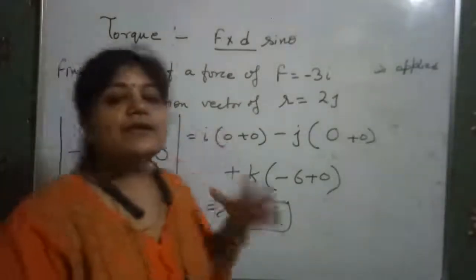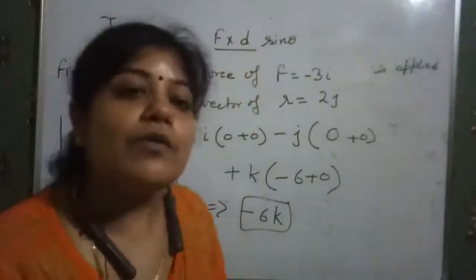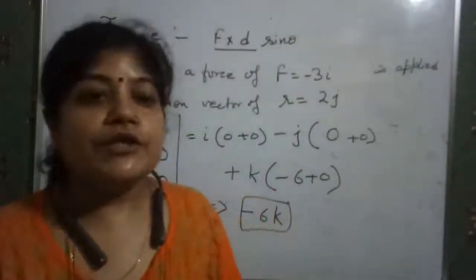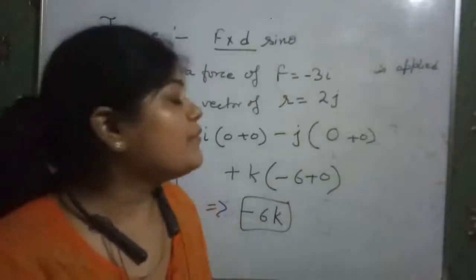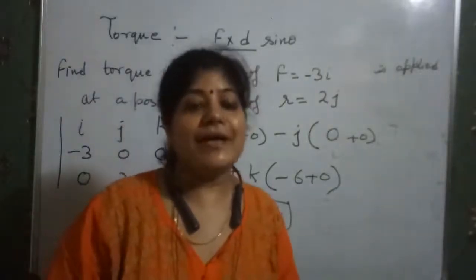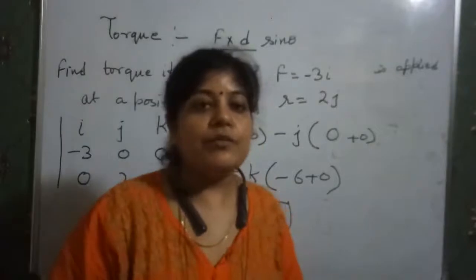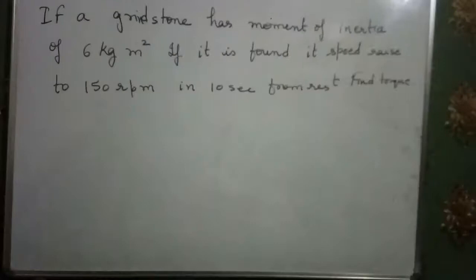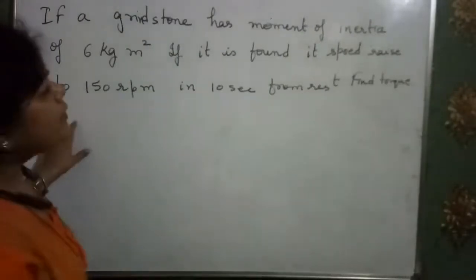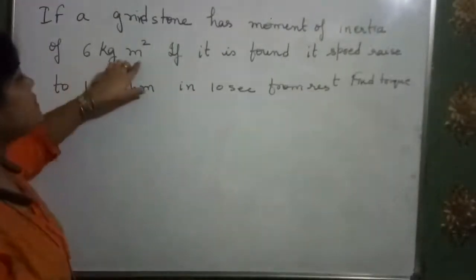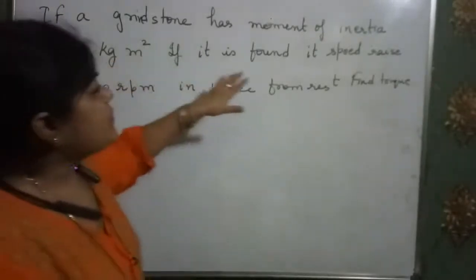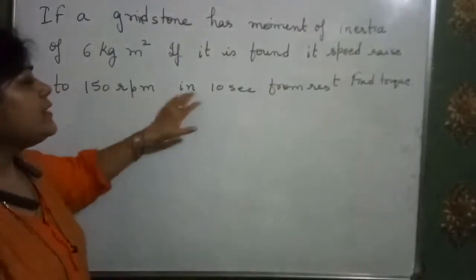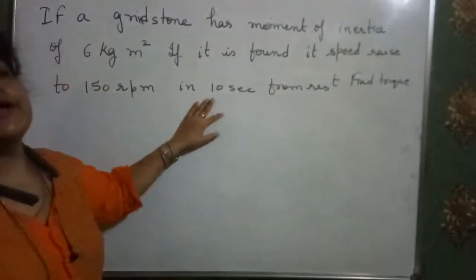There are certain relationships of torque with angular momentum, with power, with work, with moment of inertia, and those relationships are very important when you are doing the numericals asked in case of rotational motion. Now I am going to discuss it with you. If a grinding stone has moment of inertia of 6 kg meter square, and its speed rises to 150 revolutions per minute in 10 seconds from rest, find the torque.